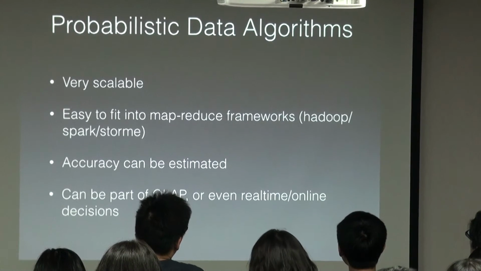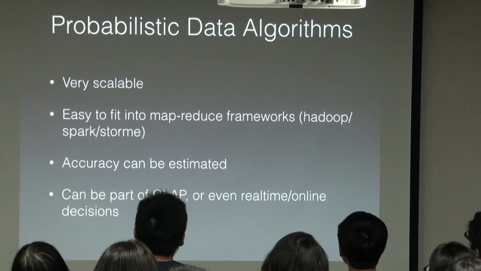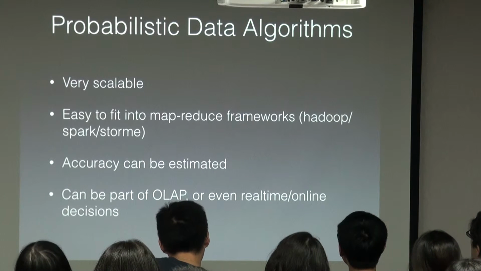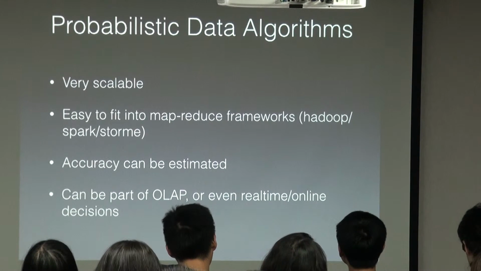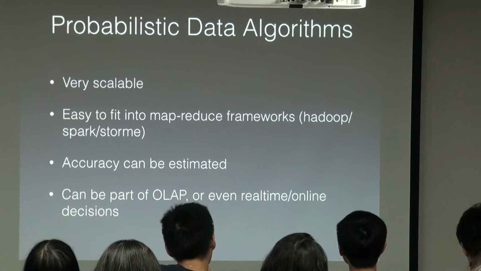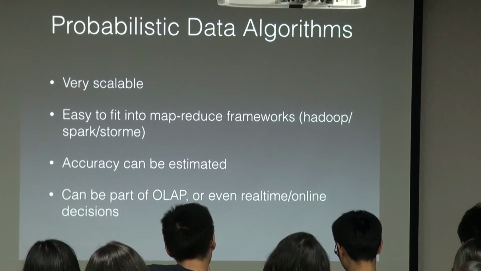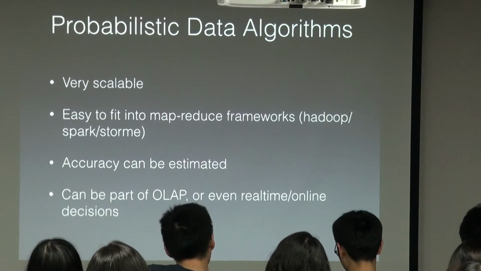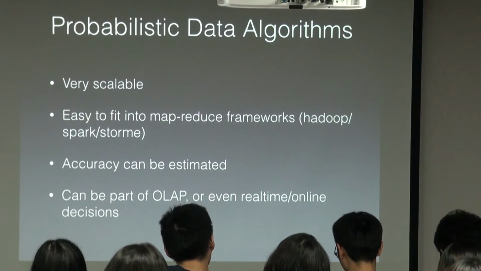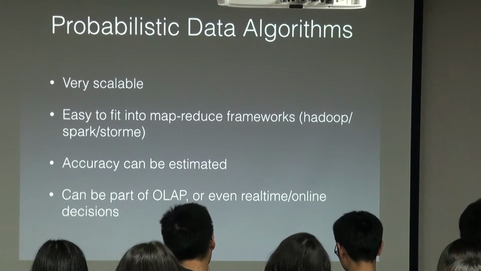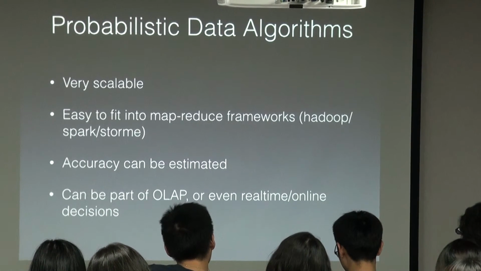So a short summary of the probabilistic data algorithms: a lot of those are very scalable, and when those are streaming algorithms, they can easily fit into MapReduce frameworks, and your actual complexity is just log n. And on the accuracy, in a lot of those algorithm papers, you can see how the accuracy is estimated, and you can finally decide how many bits you want to store within each of the algorithms.